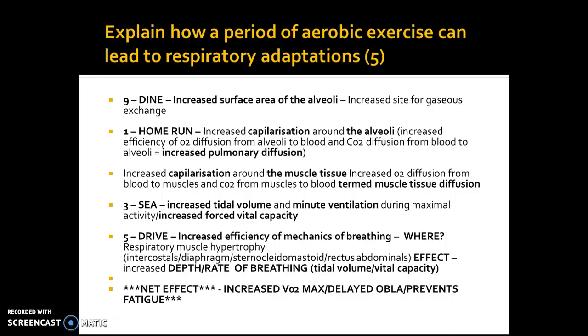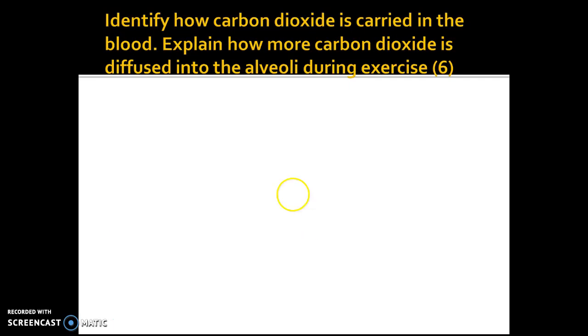Moving on from there, last question. Identify how carbon dioxide is carried in the blood. Two ways. There's 3, but you could get 2 marks for it. And then explain how more carbon dioxide is diffused into the alveoli during exercise. It's a really important thing to say.